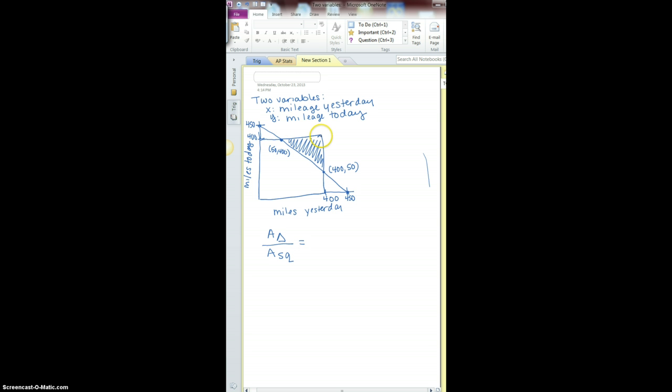So the length of this side right here is 350. The length of the other side of the triangle is 350. And because it's a right triangle, we know that the area is 1/2 the product of the two legs. So the area of the triangle is 1/2 of 350 times 350. The area of the square is going to be 400 times 400.